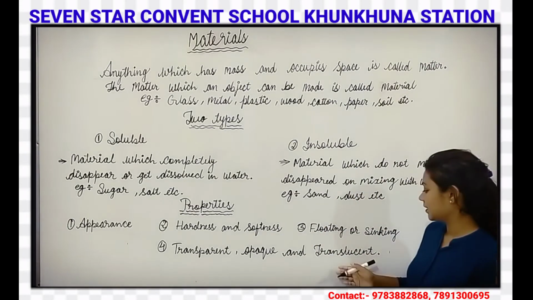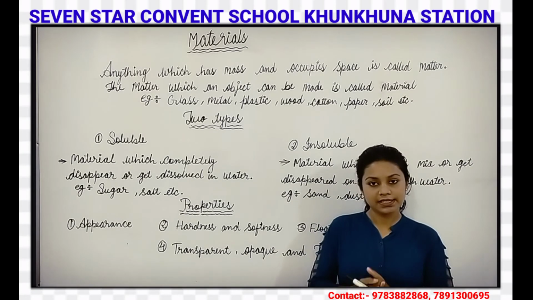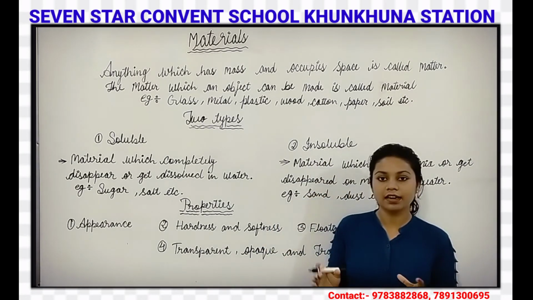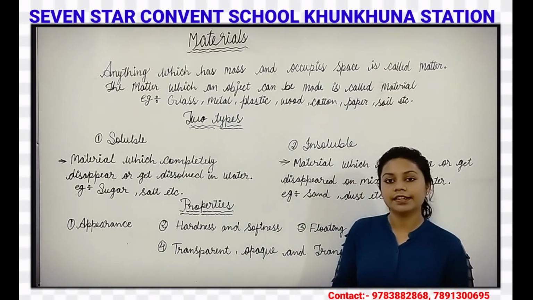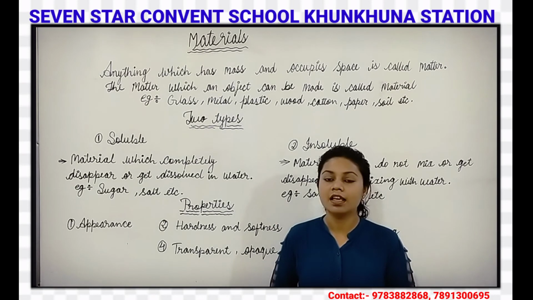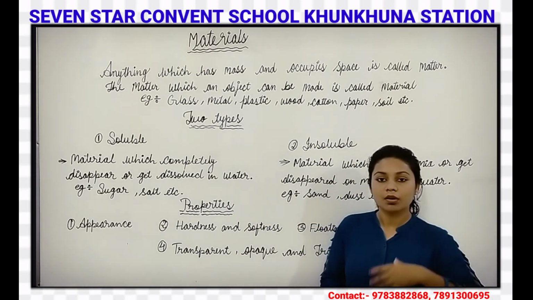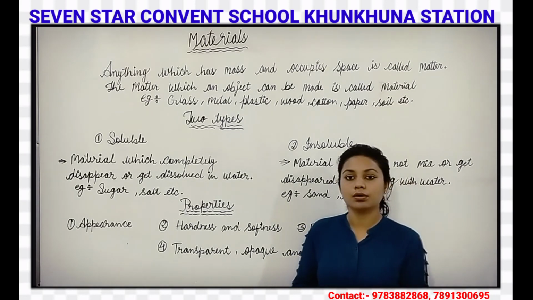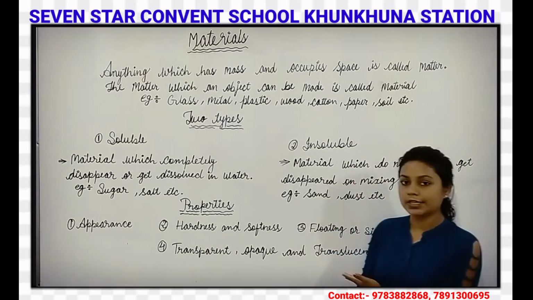Next we have translucent. Translucent is the material which can be seen but can't be seen clearly. The object can't be seen clearly. It is called translucent material. For example, oil muslin we can say, and clothes. These are all examples of translucent.